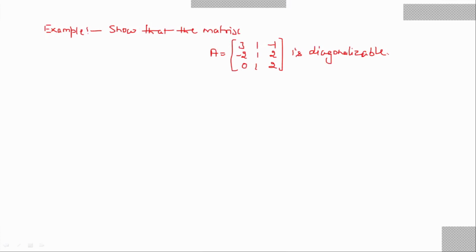I just told you the result: a square matrix of order n is diagonalizable if it has n linearly independent eigenvectors. So you have to find the eigenvectors for this. Here n is 3, the order of this matrix. If you get 3 linearly independent eigenvectors, then this is diagonalizable. Find the eigenvectors for this.